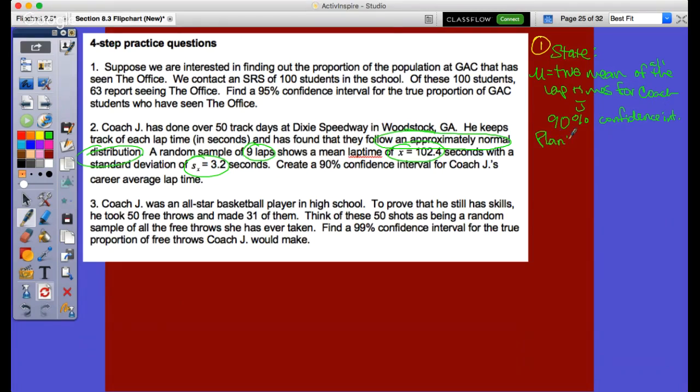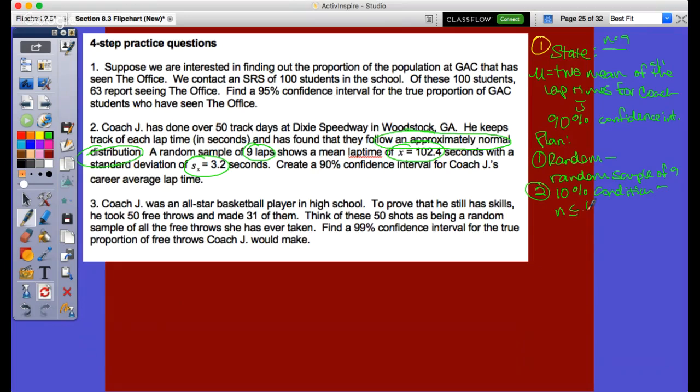Plan. Number 2. We need 3 things. We need the random condition. And it said that it was a random sample. So random sample of 9. Okay, we're good. And by the way, little n is not 9. Got me? Maybe just hold on to that. Okay. Condition 2, 10% condition. Okay, so we're going to run through the gamut here.